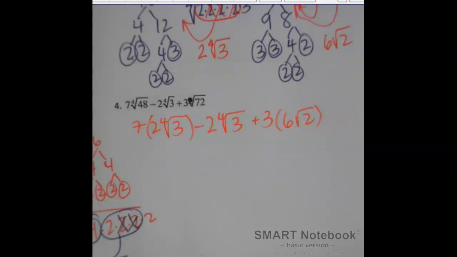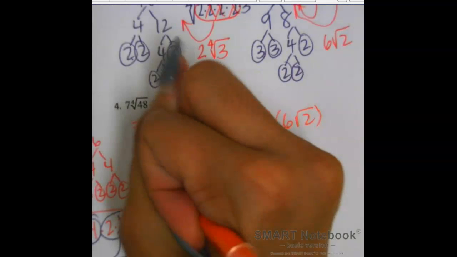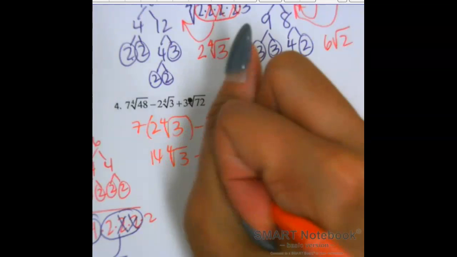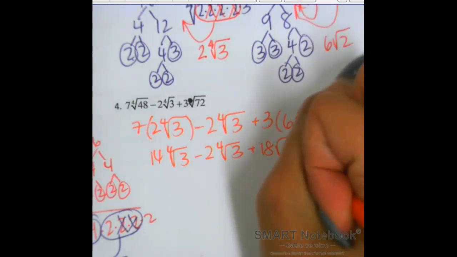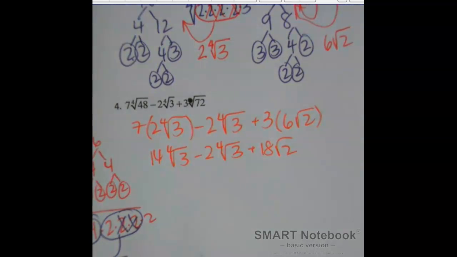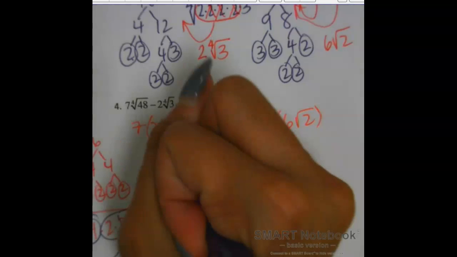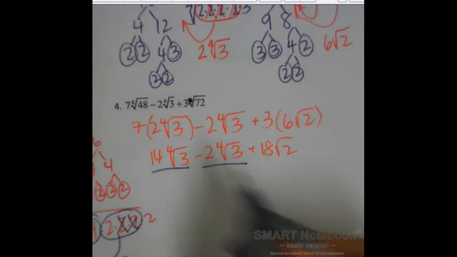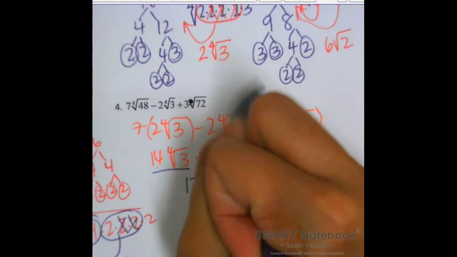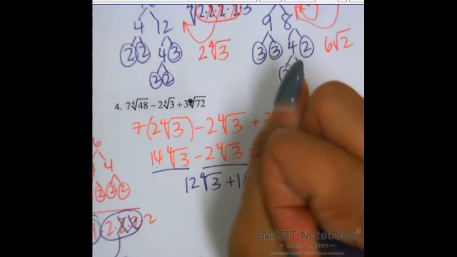From here, I'm going to finish simplifying. So I'm going to multiply. So 14 4th root of 3 minus 2 4th root of 3 plus 18 square root of 2. In this problem, Travis, which ones can I combine? Which ones have the same radicand and index? The 4th root of what? Of 3. So the 4th root of 3, 4th root of 3. I can combine both of those. So I'm going to subtract 14 minus 2, which is 12, 4th root of 3. Plus 18, square root of 2.